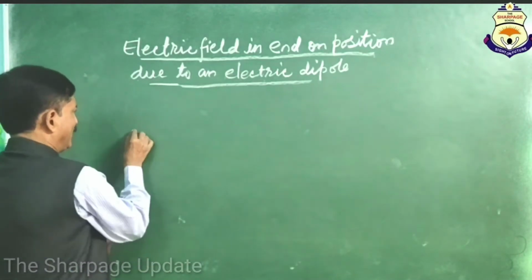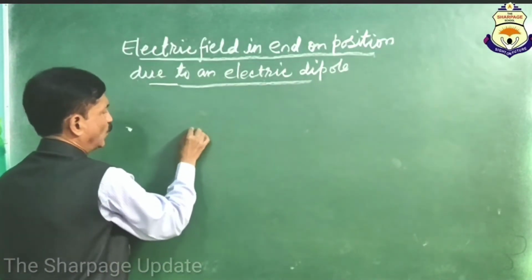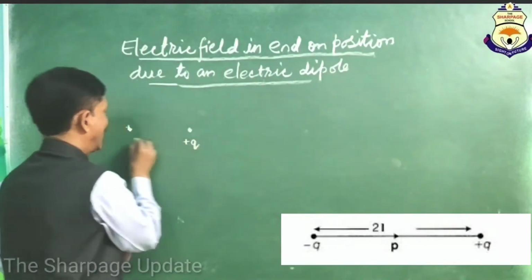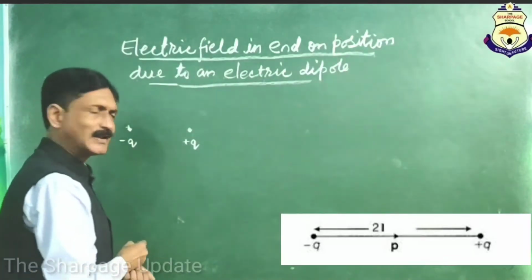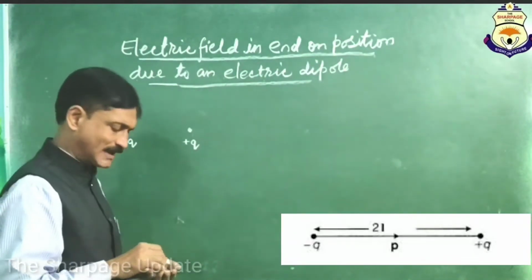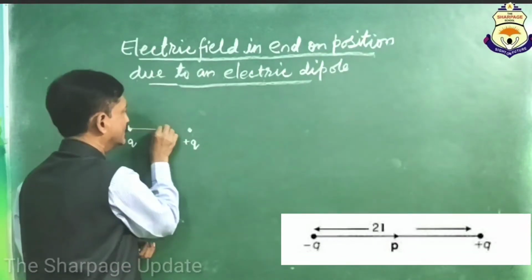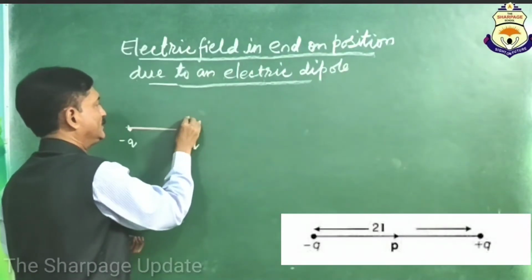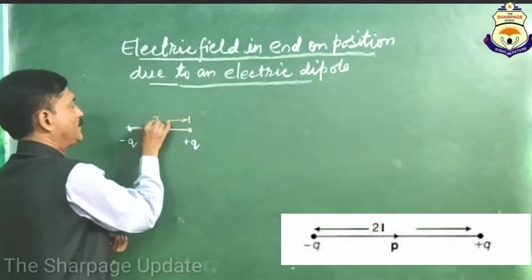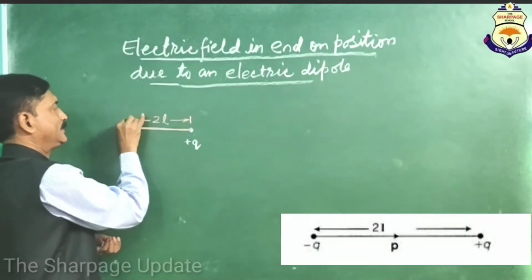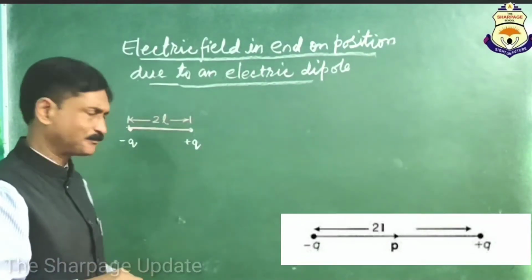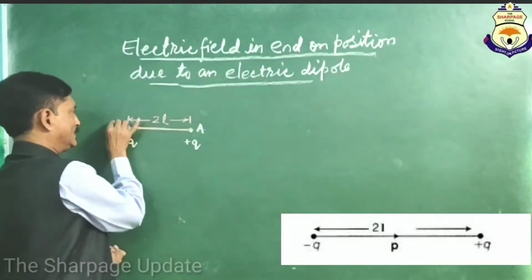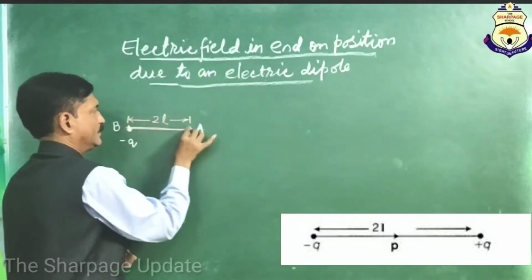Suppose we have two equal and opposite charges, plus q and minus q, and these two equal and opposite charges are kept at a very small distance. So this is the separation between these two charges, and the separation between these two charges is represented as 2L. Suppose this is a point A and this is a point B.